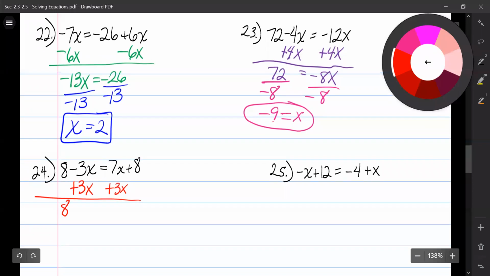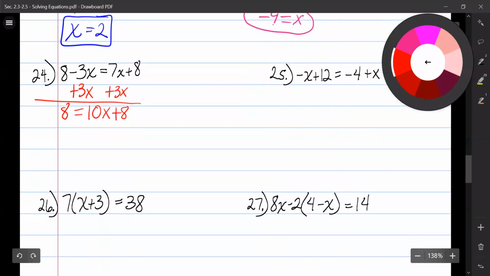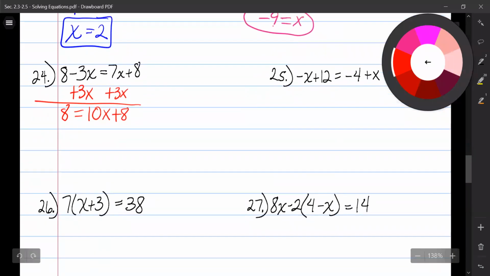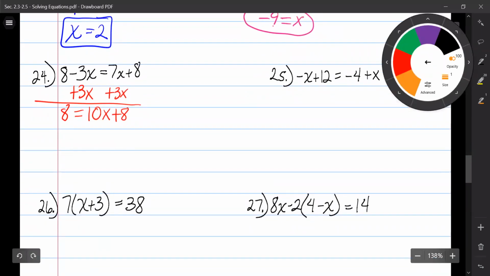So that gives me 8 equals 10x plus 8. Okay, and I want to get the x by itself, so the next thing I'm going to do is subtract 8 from both sides. That gives me 0 equals 10x. And then I just need to divide both sides by 10. 0 divided by 10 is still 0, so 0 equals x.